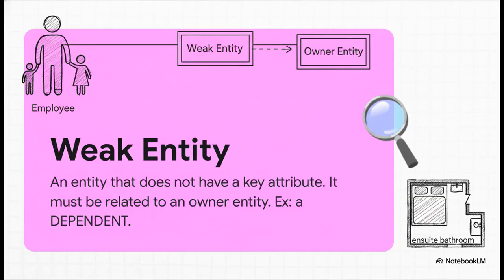And sometimes an entity just can't exist all on its own. Think about a dependent, like an employee's child. That dependent is only defined by their relationship to a specific employee. We call this a weak entity, and it's shown with a double rectangle. It's kind of like a closet in a bedroom. It doesn't really make sense without the bedroom it's attached to.